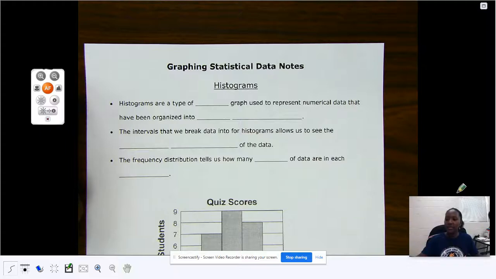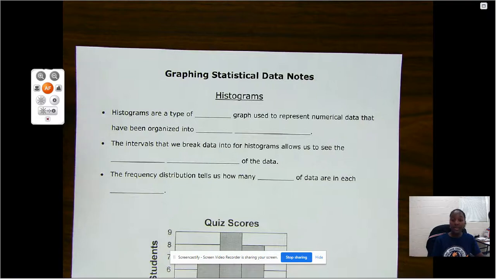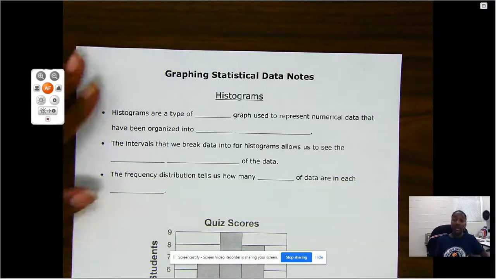Hi guys, welcome back. We are continuing on with our data unit. We are graphing our data. So you've already seen dot plots, stem and leaf plots. Now we're going to move on to histograms today, okay? So we're going to do a little bit of vocabulary in here, and then I'm going to show you an example of how you would interpret the data from a histogram.